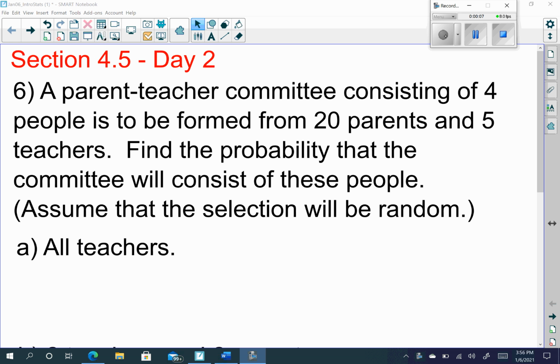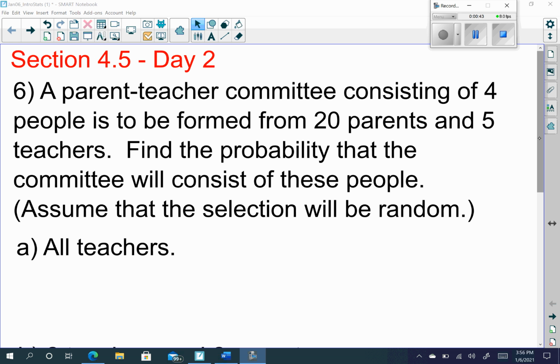Please take a look at number 6, and I want you to go ahead and try this on your own. There's several parts to it, but right now just go ahead and read this over and see if you can just set up what is necessary for the calculations for part A. So pause the video in order to do that. Okay, if you need more time, pause the video again.